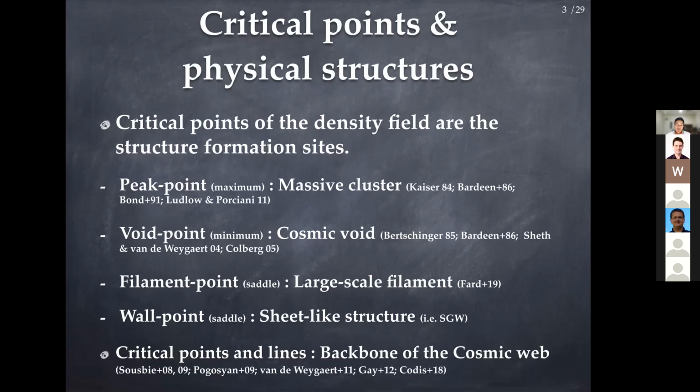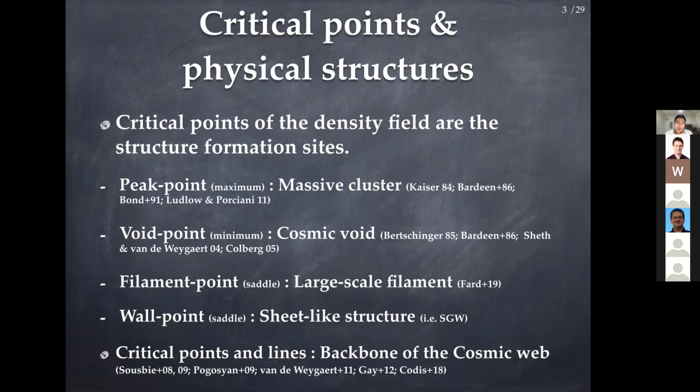These critical points are a means of compressing the relevant information of the underlying field, in our case, the density field. For instance, for a given initial density field, the topology of that field is encoded in the position and the height of these critical points. And these critical points are not just imaginary, meaningless locations in the density field, but they are likely to be the formation sites for physical structures.